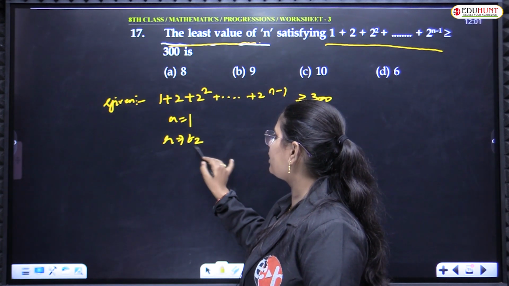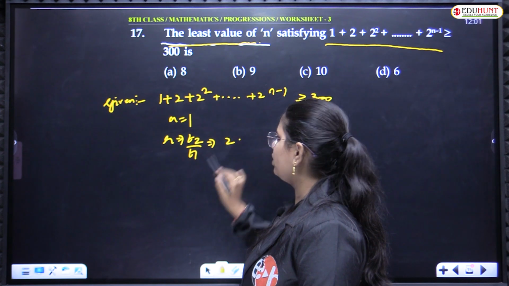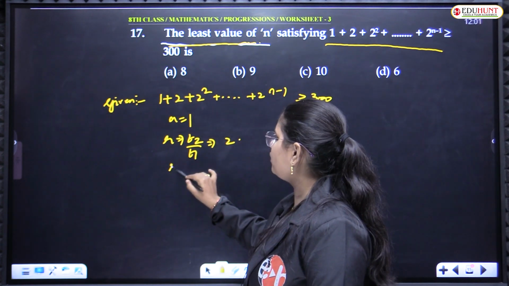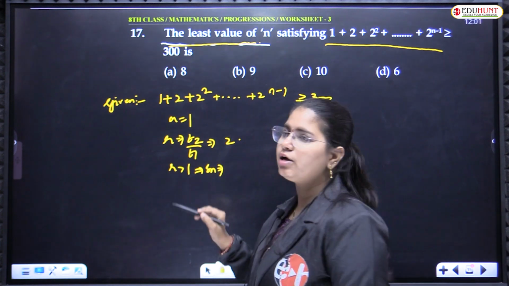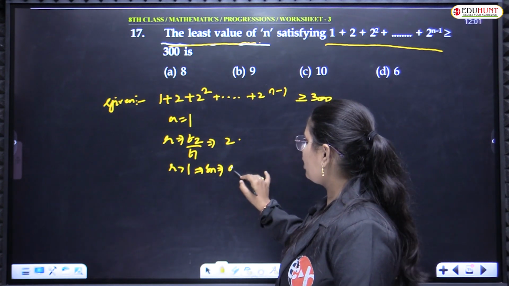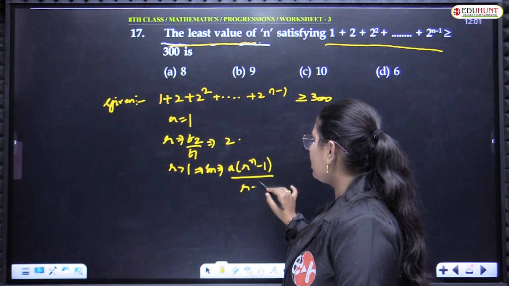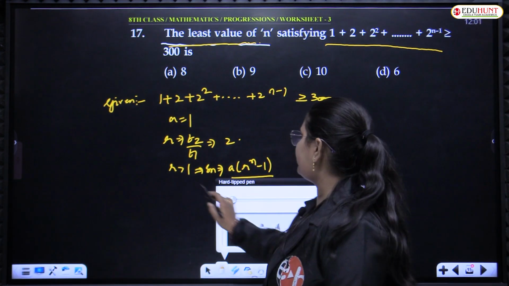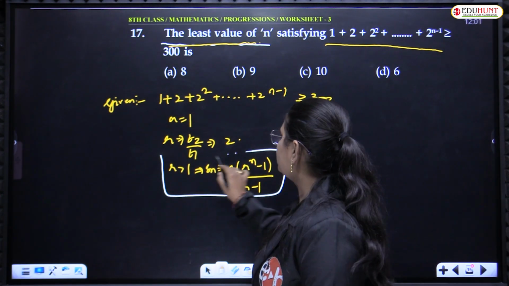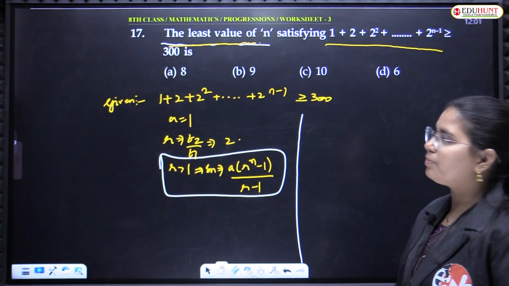R is nothing but T2 by T1, 2 by 1 is 2 only. So R is greater than 1. If R is greater than 1, what is the formula for Sn in a GP? A into R power n minus 1 by R minus 1. This is the formula if R is greater than 1 in a GP. So let's start the problem.